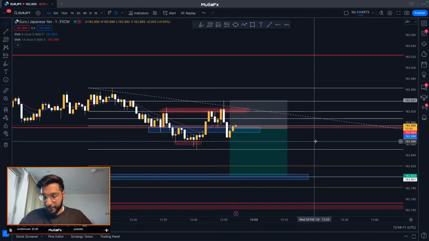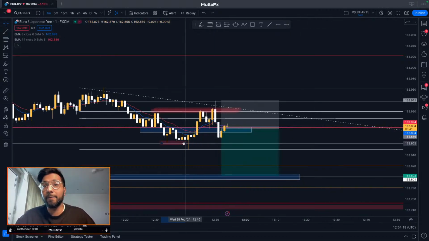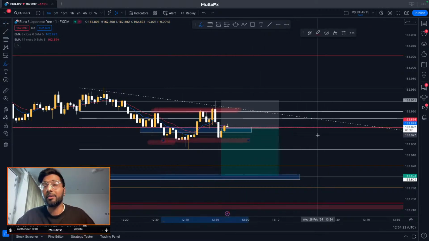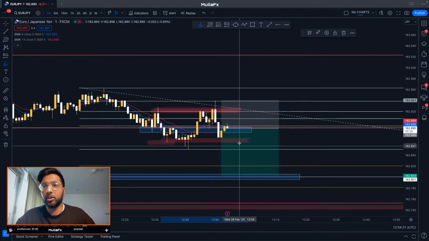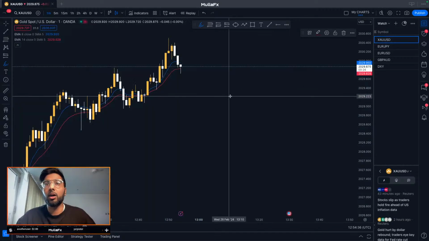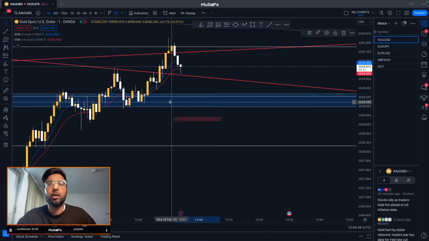That's what we're expecting, guys, right now. To me, price has been so hesitant in this area. It's so hard to make a judgment on where price is going. I can't guarantee you guys a trade in this. Let's have a look at gold real quick, because with gold, what were we expecting? We were expecting price to go down.